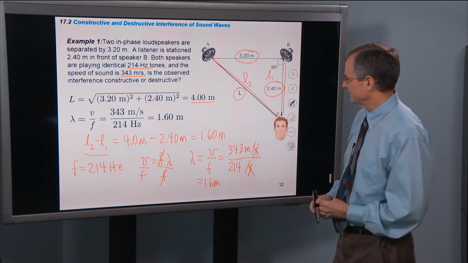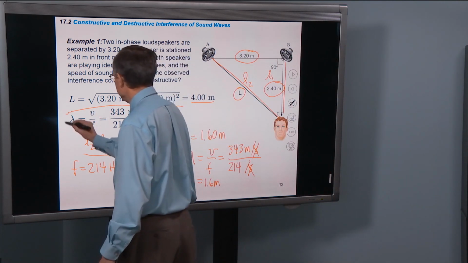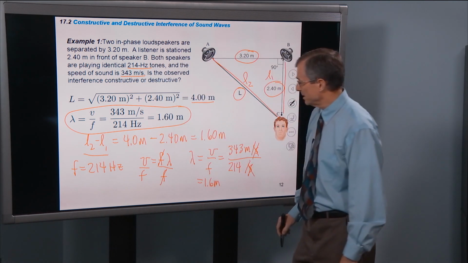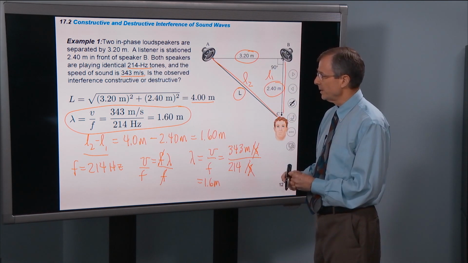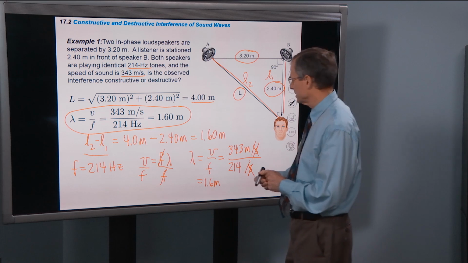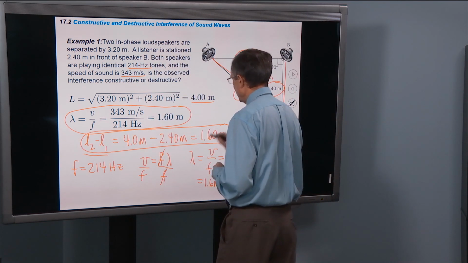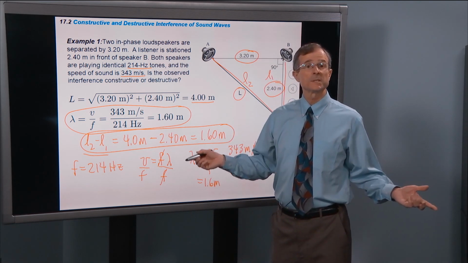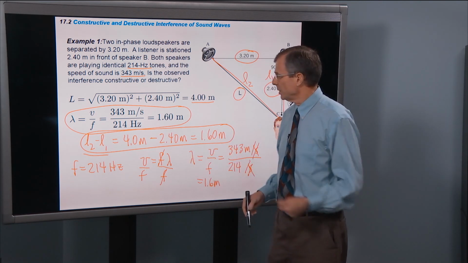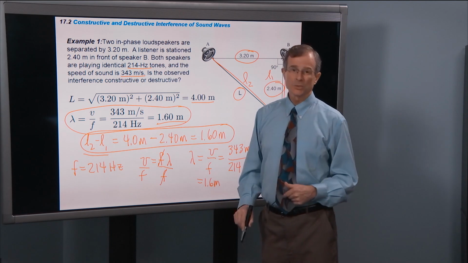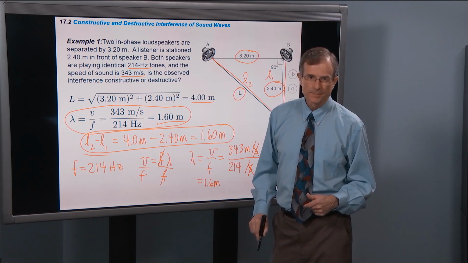Oh, there it is. I worked it out right here, so my apologies for that. But there's what we just did here: 343 over 214 is 1.6. All right, so now we've got a path length difference that's 1.6 meters, and we've got a wavelength that's also 1.6 meters.